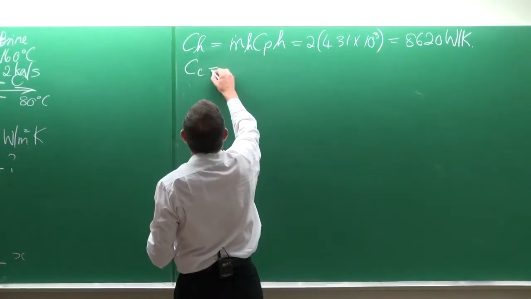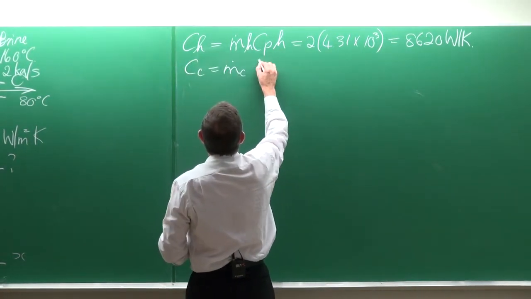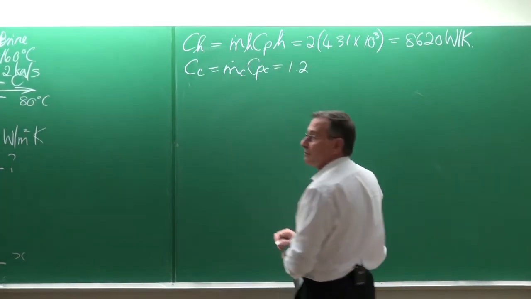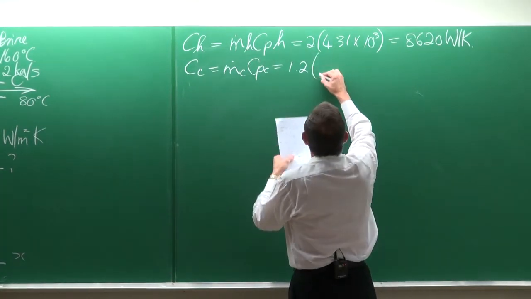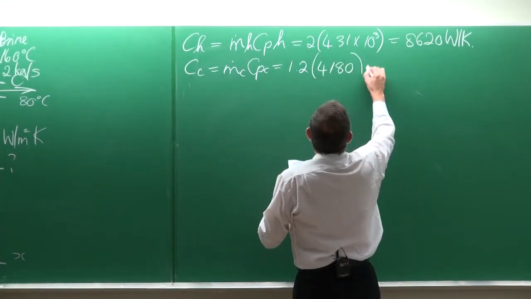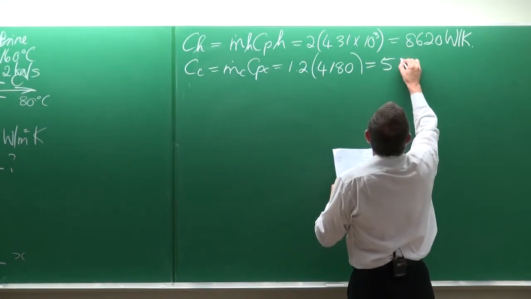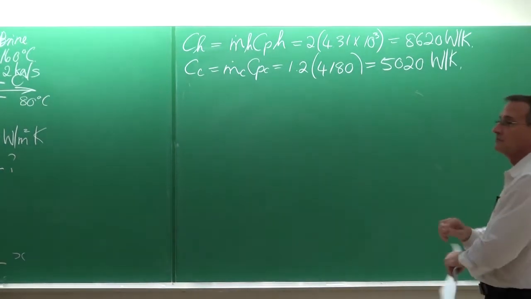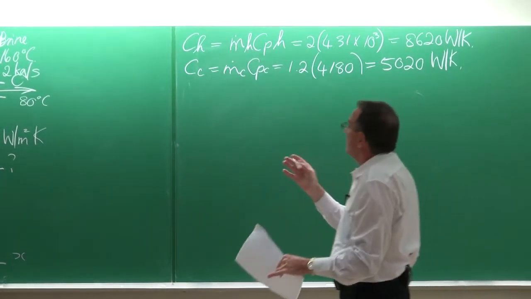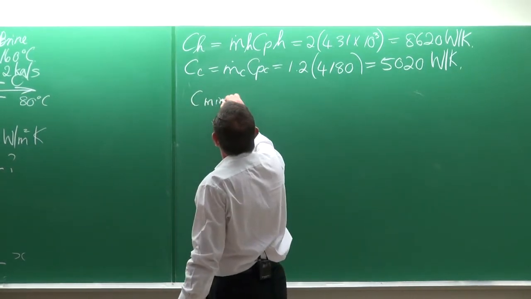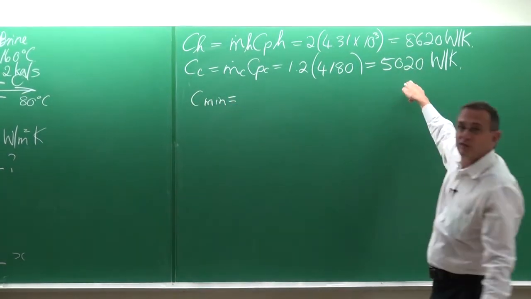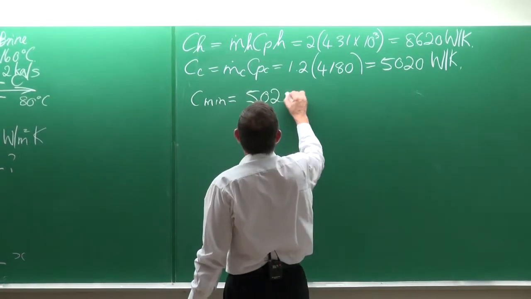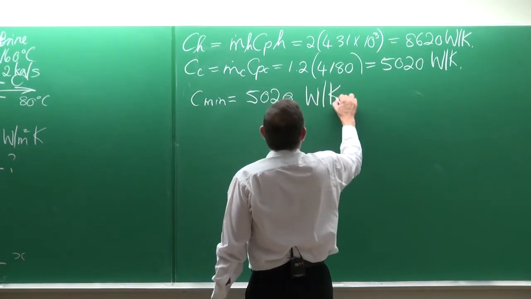For the cold stream, we do exactly the same. The mass flow rate on the cold side is 1.2, the Cp is equal to 4180, and that is equal to 5,020 watts per Kelvin. The next step is to calculate C minimum. C minimum is just the smallest of the two. The smallest of the two is, of course, this one, 5,020 watts per Kelvin.